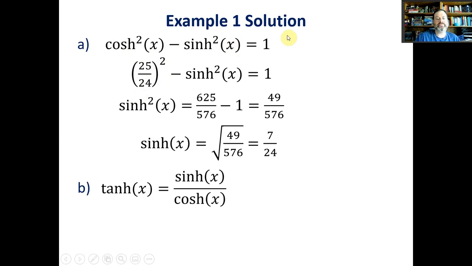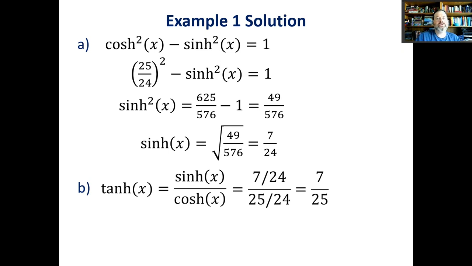Works out real nice. Now, what about hyperbolic tangent? What about tanh? Well, we already know. We just found sinh x. We found cosh. Just plug in what we know, and some easy arithmetic gives you 7/25. Again, be careful not to write these as decimals. The homework will not accept decimals.